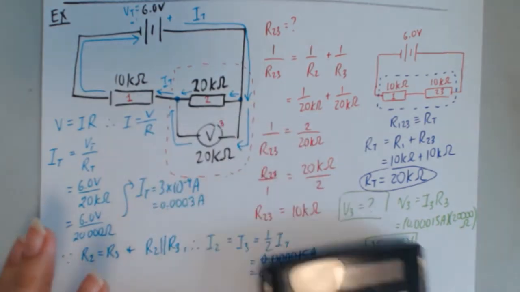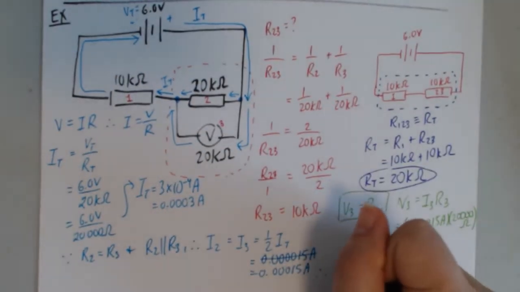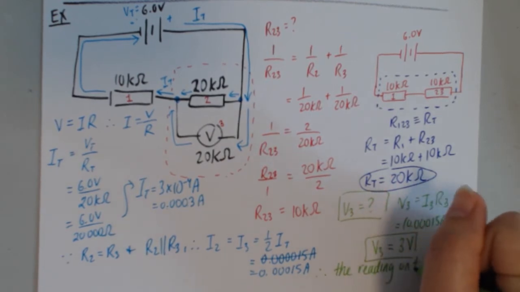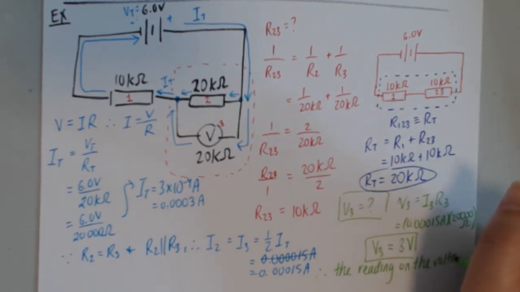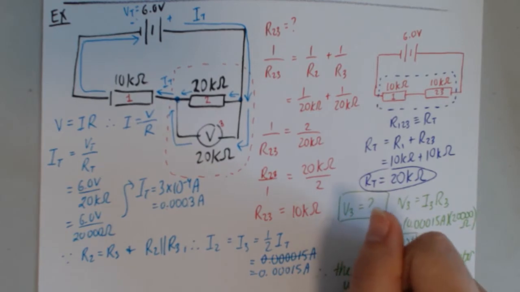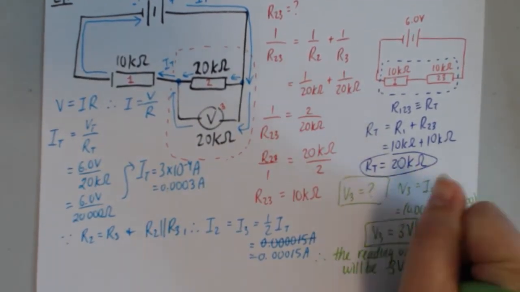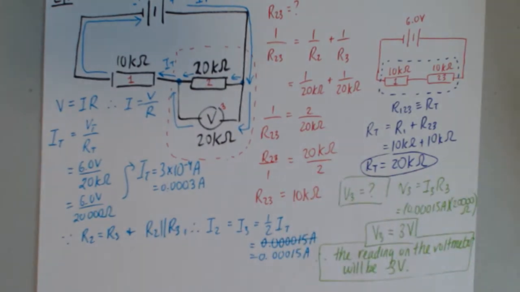Therefore, the voltage drop, or the reading on the voltmeter, will be 3 volts. Okay. Let's go back to the slides.